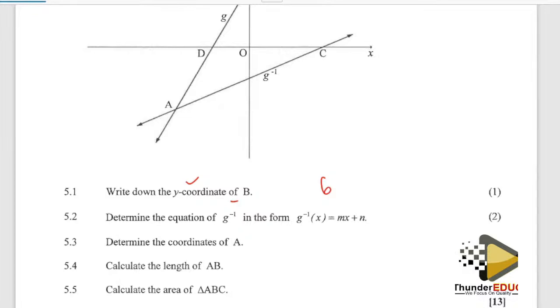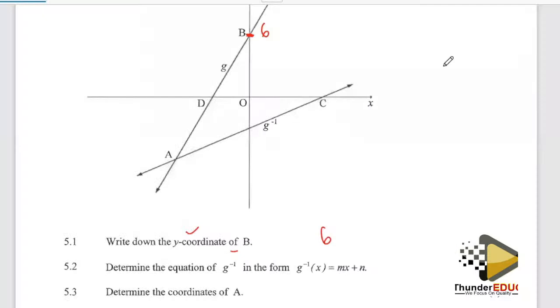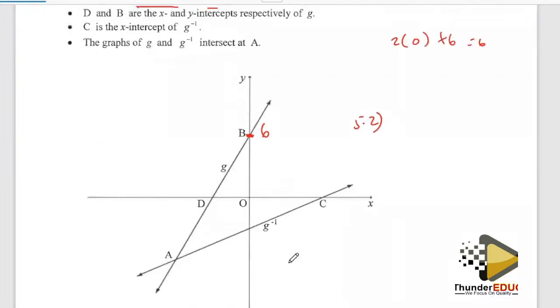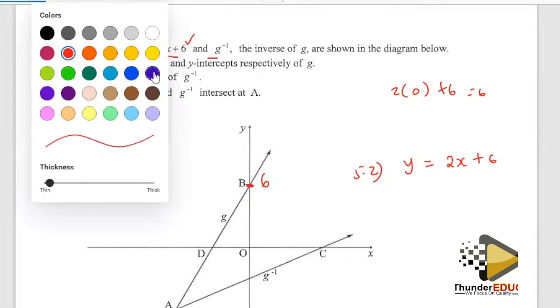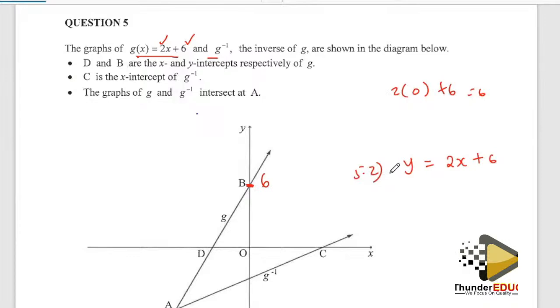They are asking us to get the equation of the inverse in the form of mx plus n. Remember our original is g of x, which I can write as y equals 2x plus 6. But we know that when we are writing the inverse of any function, it's all about switching the x and the y. So this is going to be x equals 2y plus 6. Then move the 6 that side, so 2y is going to be x minus 6.